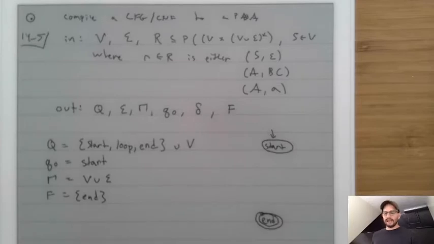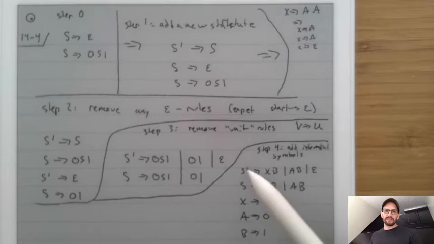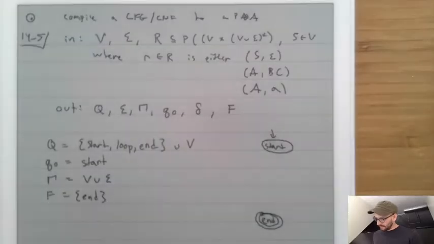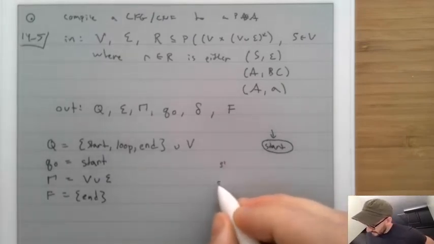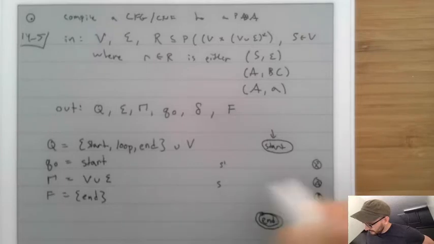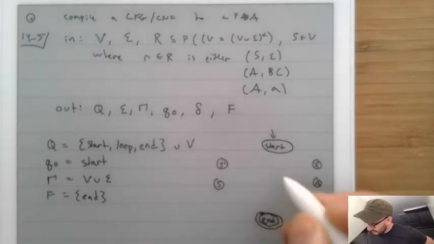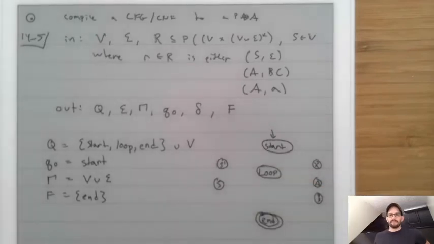Okay? And if we take an example of like this one, that means that we're going to have states called S prime, S, X, A, and B. And we also have the loop state. Right? This is what we have so far. Now all we need to do is describe delta.